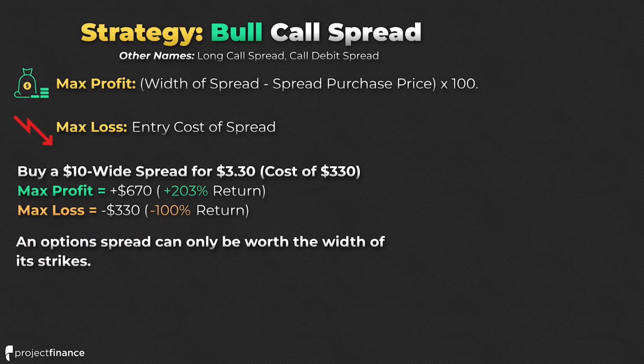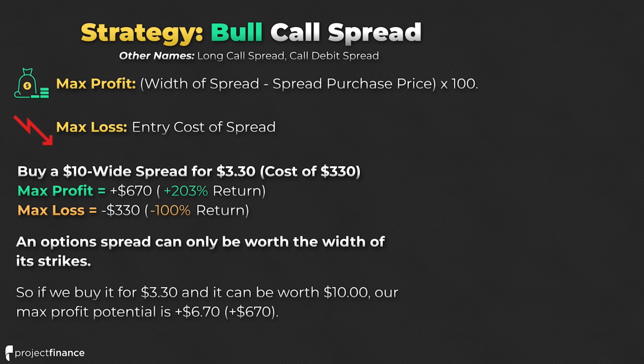This is because an option spread can only be worth the width of its strikes. So in this case, if I buy a $10 wide spread, the maximum price potential for this spread is $10. And if I buy a spread for $3.30 and its maximum price is $10, that means the maximum price increase that I can experience is a positive $6.70. And if we multiply that by 100, we get an actual increase in the spread's value of $670.